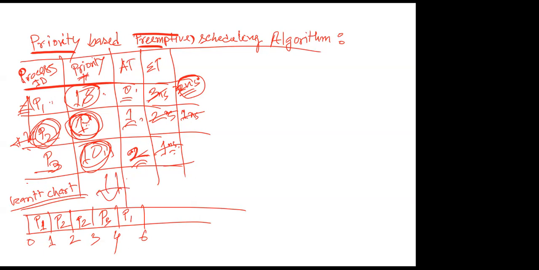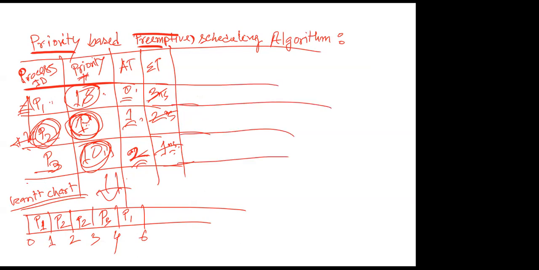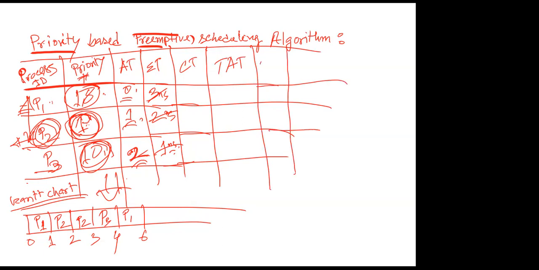This is the Gantt chart for these three processes if you consider the priority based preemptive scheduling algorithm. From here you can also calculate the completion time, the turnaround time, and also the waiting time if you want. Let's calculate all three parameters here: completion time, TAT, and waiting time, WT. Let's see how it looks.